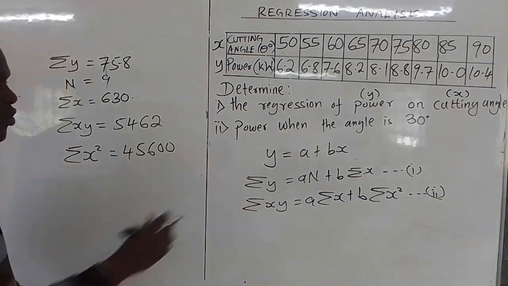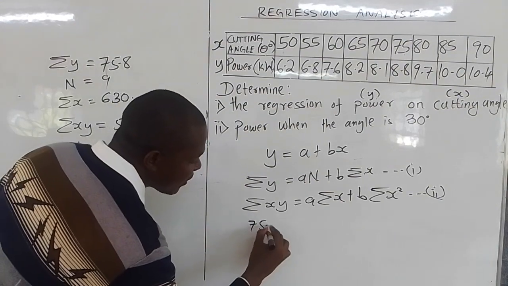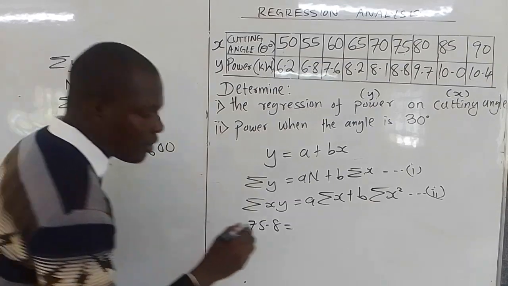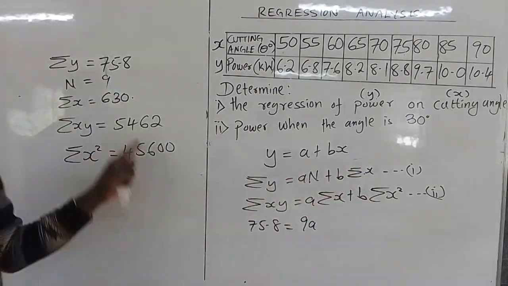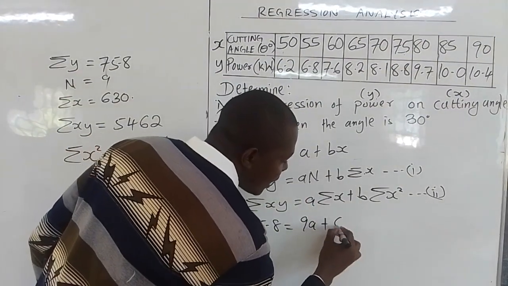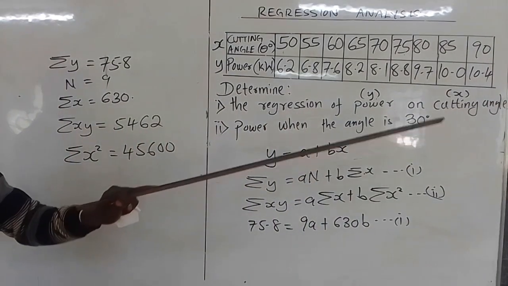So if you substitute, summation of y is 75.8, equals a times n. N is 9, isn't it? Meaning that is 9a. Then summation of x you found is 630. So 630 times b, it is plus 630b. So that is your equation 1, isn't it?